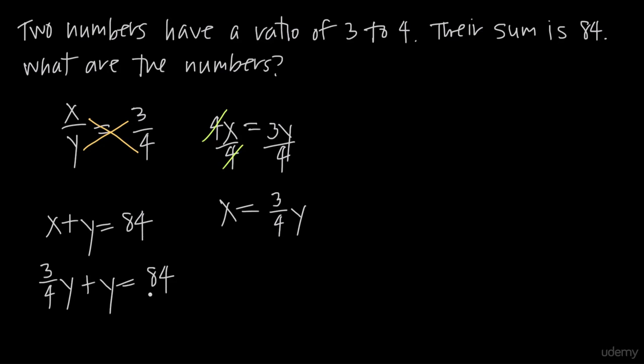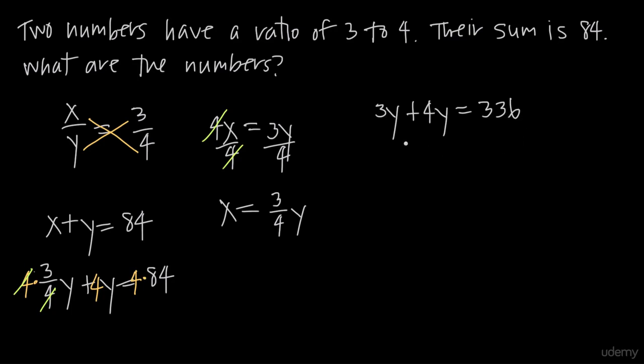Now I've got a fractional equation, and I want to multiply every term in the equation by 4 in order to get rid of the fraction, because if I multiply 3 over 4 by 4, I'll get that 4 to cancel and I'll just be left with 3. So I'm going to multiply every term by 4, and now I'll simplify. 4 times 3 over 4, the 4s cancel, and I'll just be left with 3y. So I'll get 3y plus 4y equals 4 times 84, which is 320 and 16, so 336.